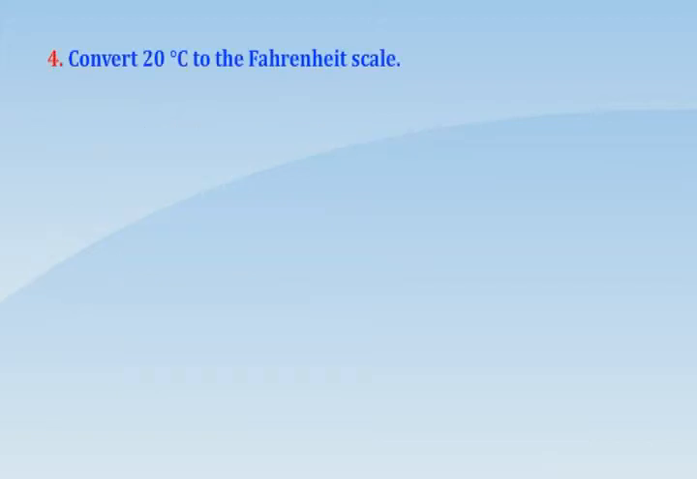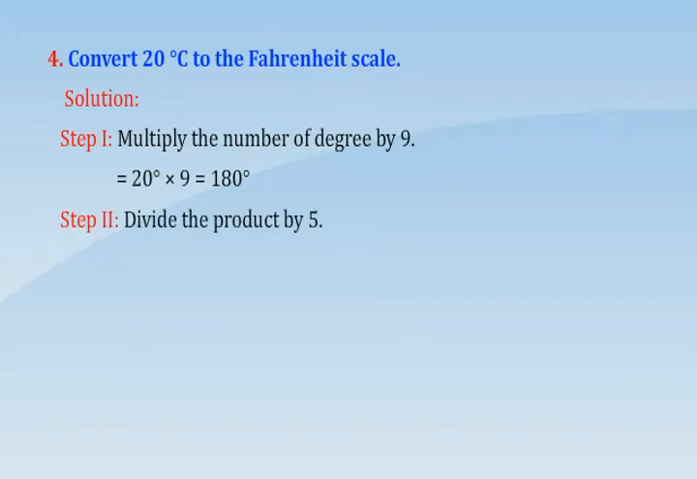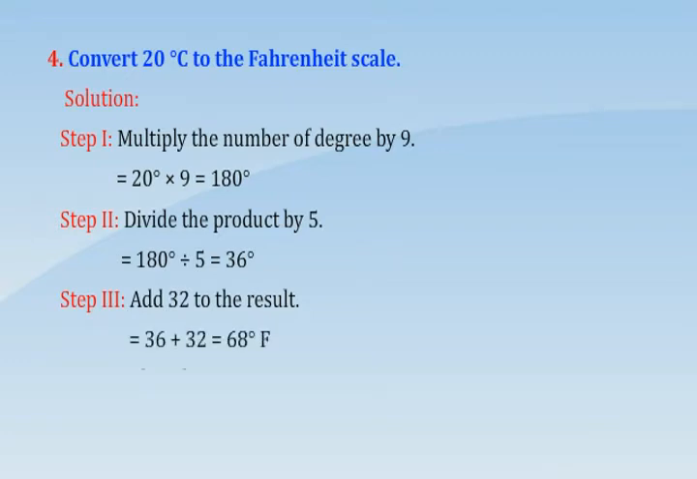Convert 20 degrees Celsius to the Fahrenheit scale. Solution. Step 1. Multiply the number of degrees by 9. 20 degrees into 9 is equal to 180 degrees. Step 2. Divide the product by 5. 180 degrees divided by 5 is equal to 36 degrees. Step 3. Add 32 to the result. 36 plus 32 is equal to 68 Fahrenheit. Therefore, 20 degrees Celsius is equal to 68 Fahrenheit.